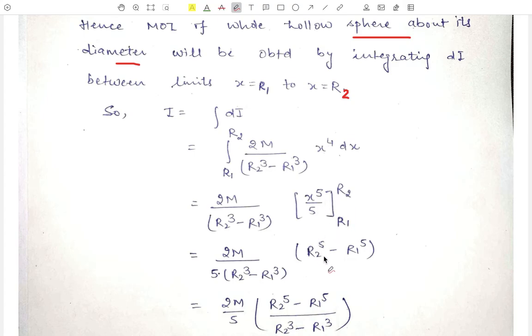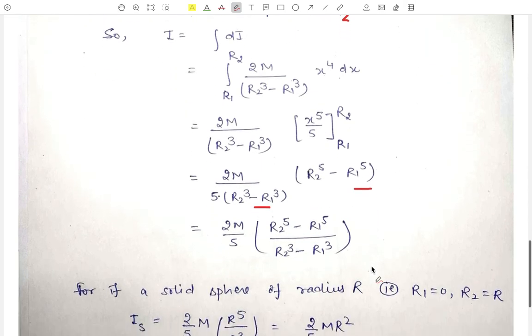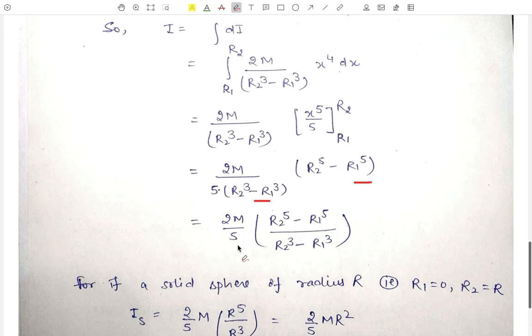Using these values, we get 2m upon 5 times (r2³ − r1³) as it is, into r2⁵ − r1⁵. That is, 2m upon 5 times (r2⁵ − r1⁵) upon (r2³ − r1³). This is the moment of inertia of a hollow sphere of inner radius r1 and outer radius r2, where m is the mass of the hollow sphere.